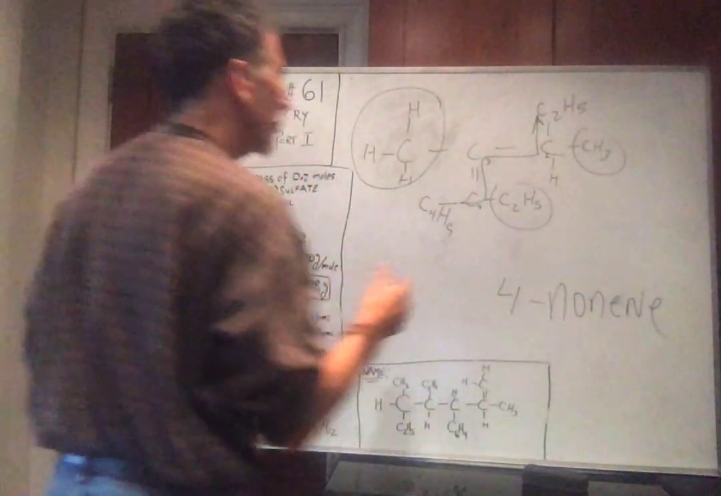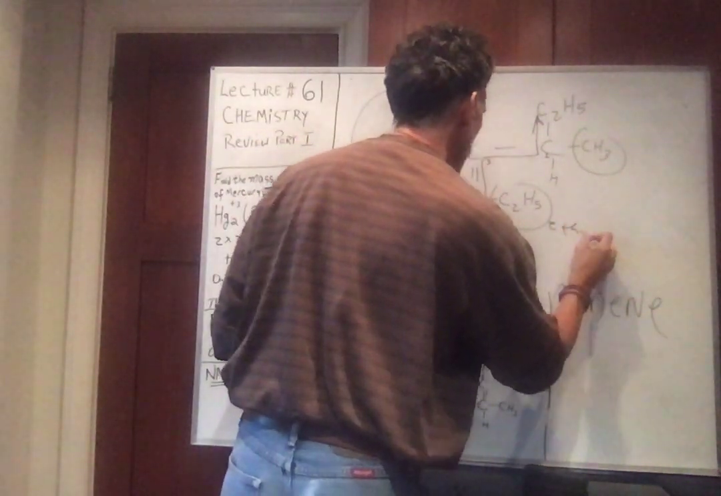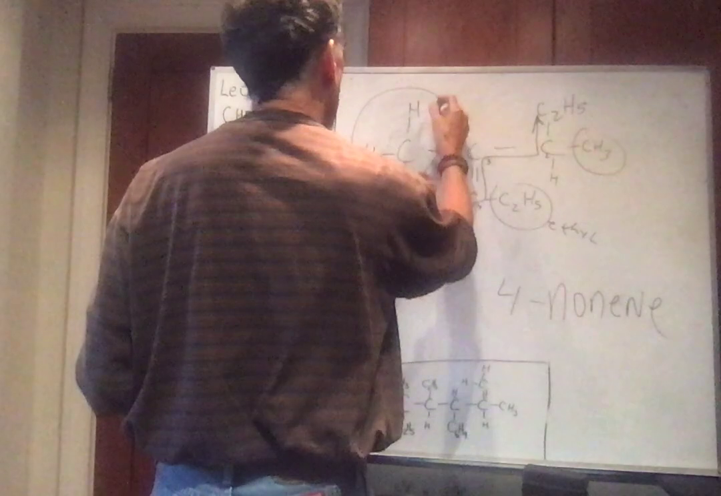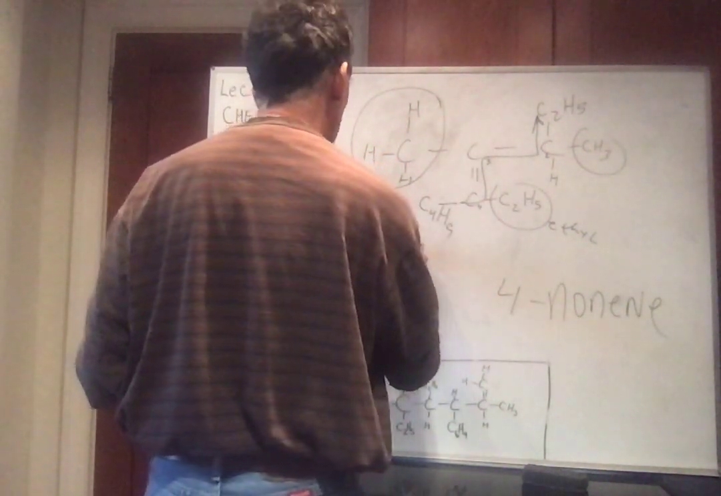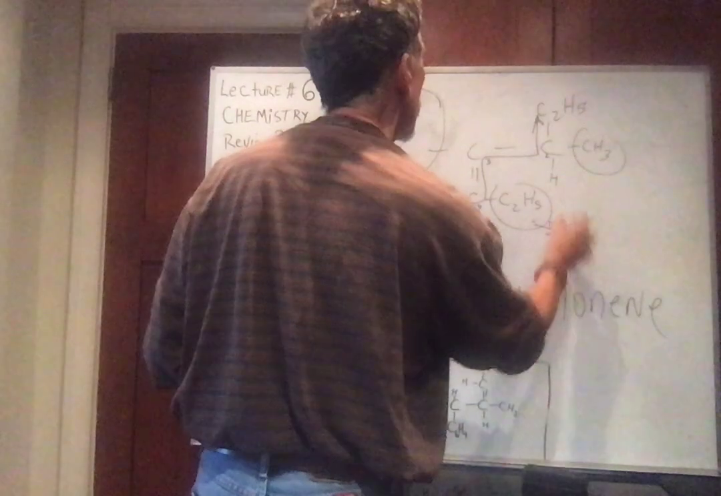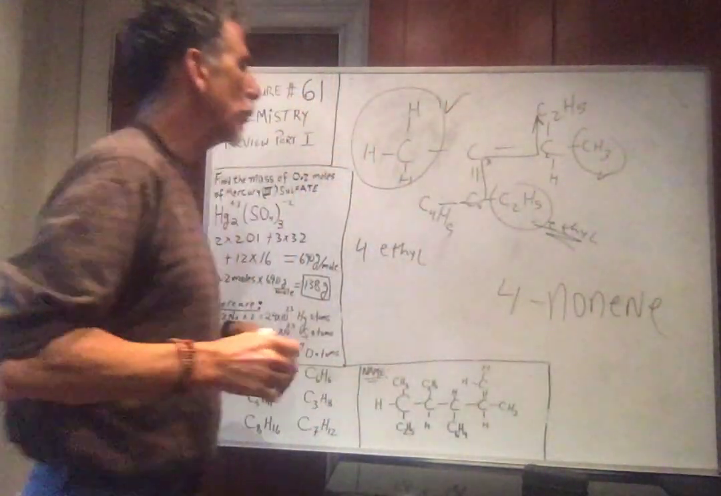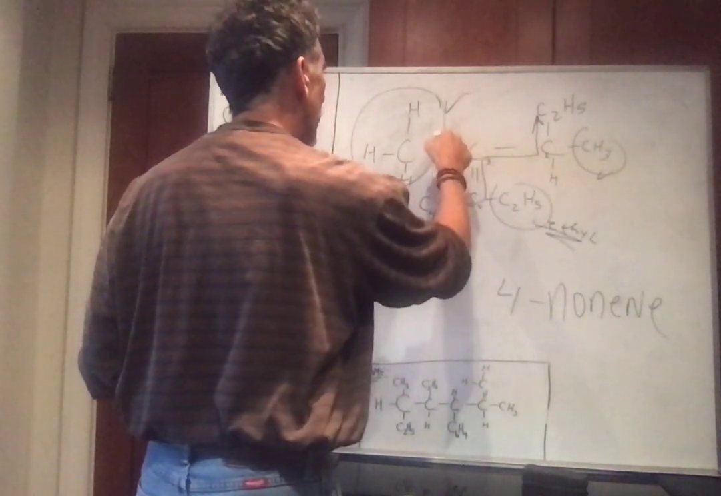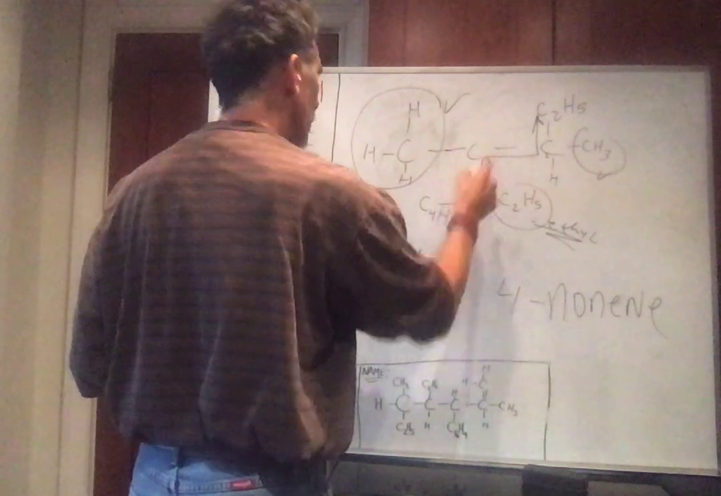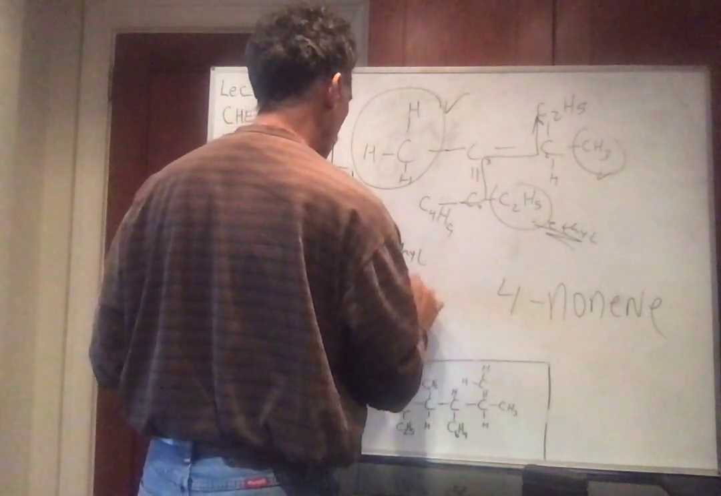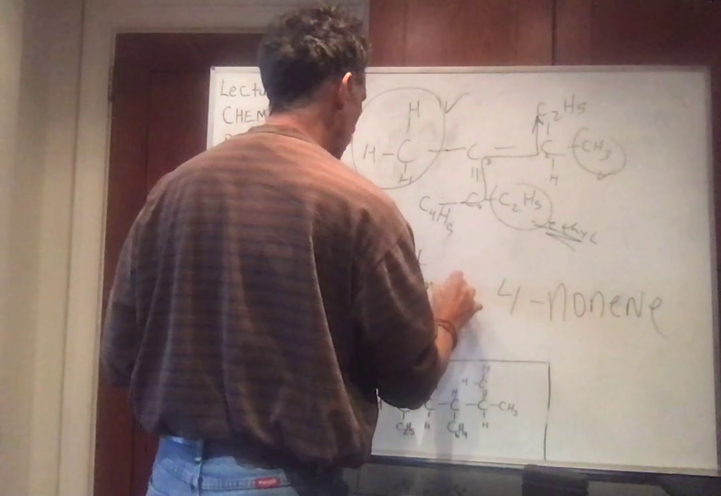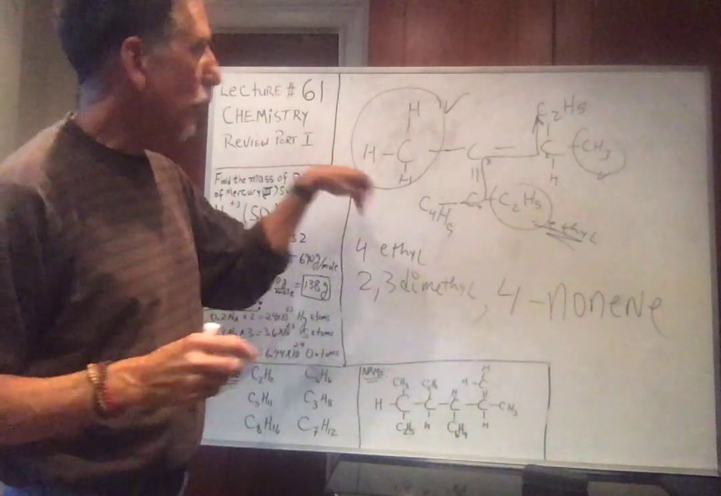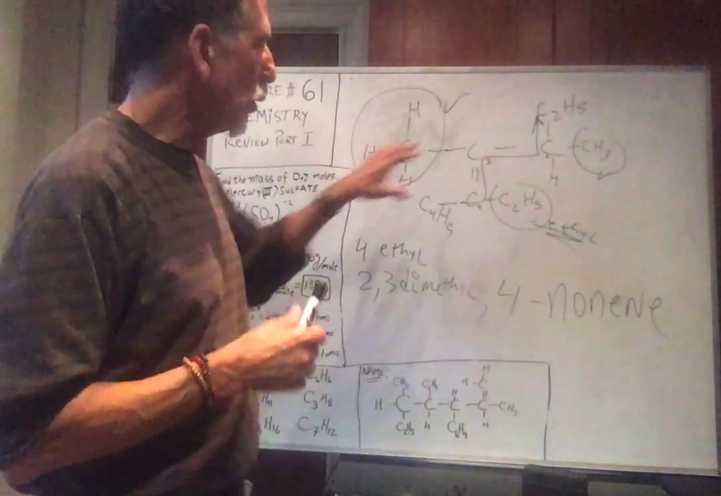So, what do we have here? We have ethyl, okay? So we have a 4-ethyl. That's that guy. And there's a methyl, and there's a CH3 of methyl. So it looks like this methyl is on carbon 2. This methyl, right, is on carbon 3. So we have a 2,3 dimethyl 4-nonene.